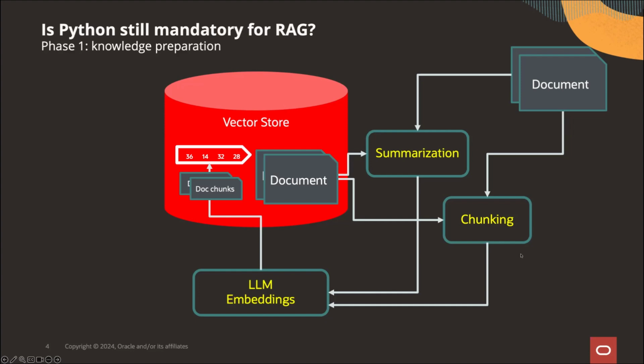In this slide, you can see these components. These components are black boxes. For the LLM embedding, you will ask for a service, as for summarization that is also an LLM component, and chunking is performed through normal text manipulation.